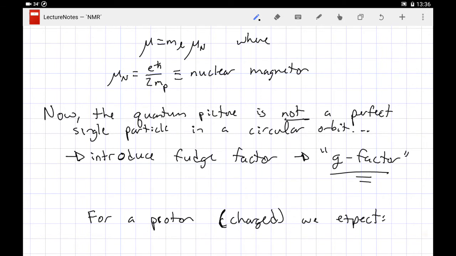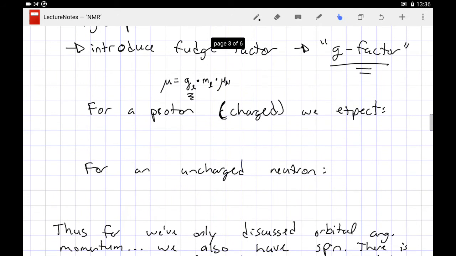Now, how we introduce that is we just put it into our relation. So we just say mu equals this G factor times m sub L times mu n. So we just introduce a multiplicative fudge factor. Now for a proton, if it were ideal, we'd expect this G factor for angular momentum to be 1.